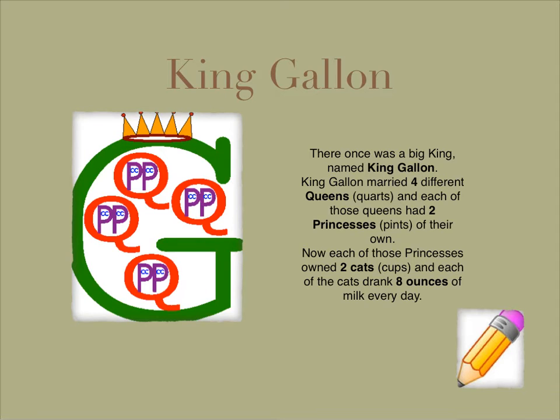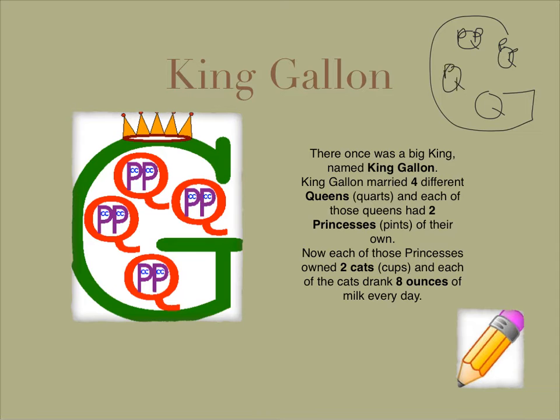So why am I telling you the story of King Gallon? Well, it's because King Gallon can help you doing customary conversions of capacity. Now, you might notice that in my drawing of King Gallon over here, I have a giant G. This G stands for a gallon. Within a gallon, there are 4 quarts, or his 4 queens. Each of those queens had 2 princesses, or 2 pints.